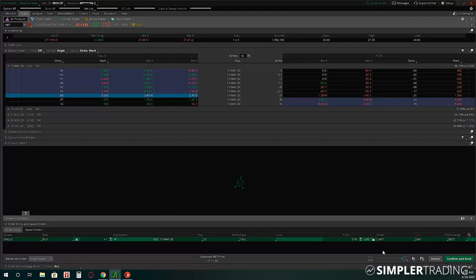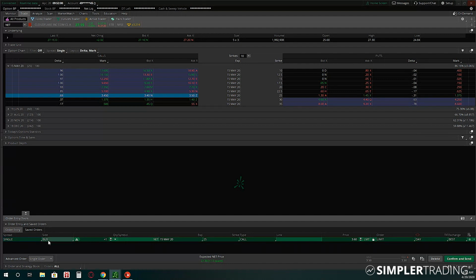So now let's look at the actual order ticket, right? Let's say this is a trade I wanted to jump into. It's buying a single because it's a single strike. If I needed to adjust it on a spread, you have a little bit more flexibility here. It's still going to say single, so we'll talk about that in a second. But let's say I wanted to buy one contract in this account of NET.